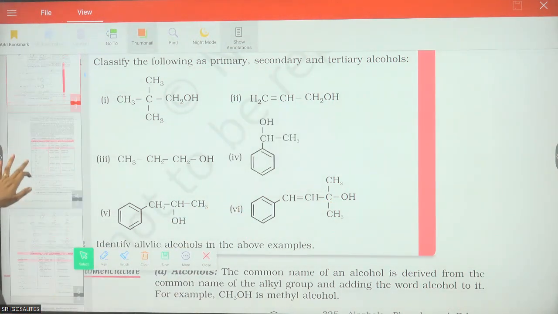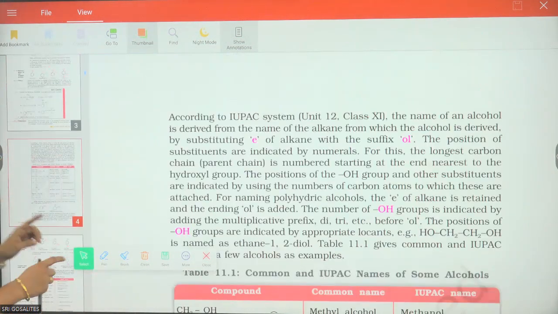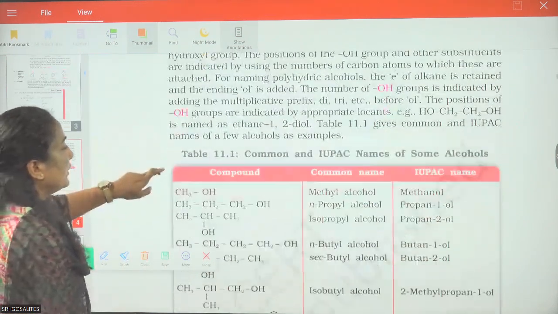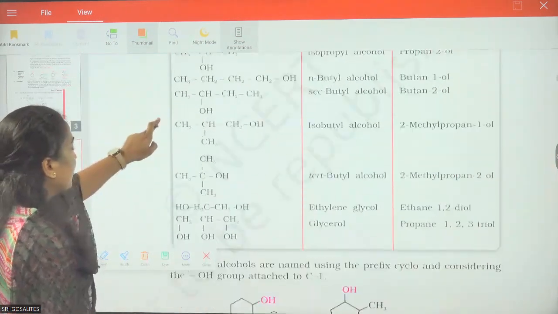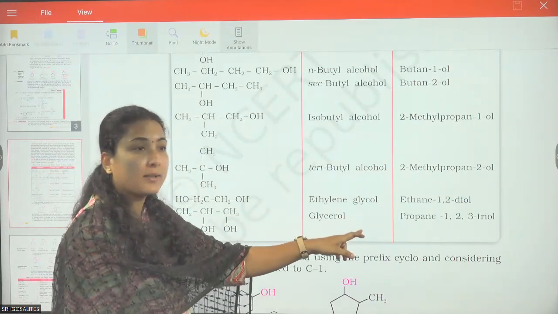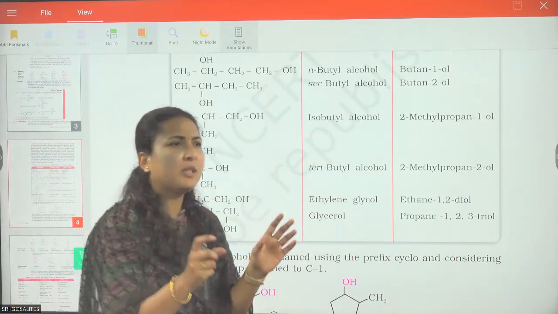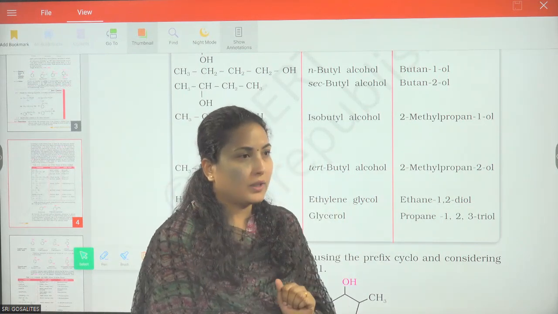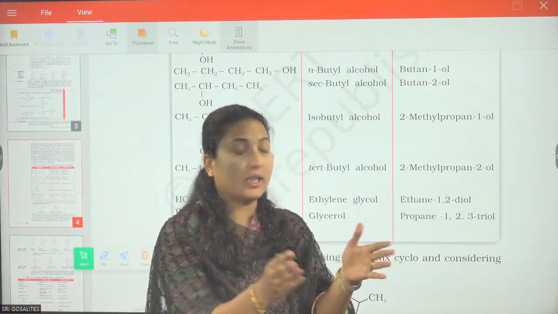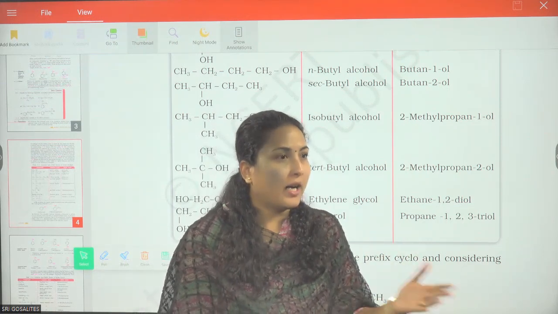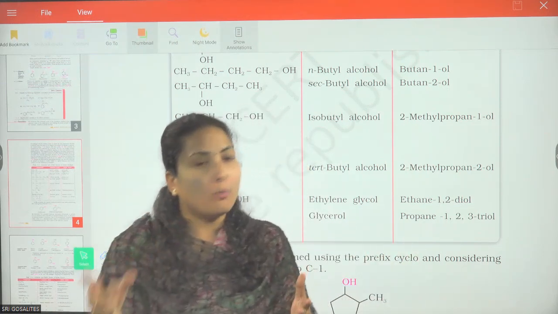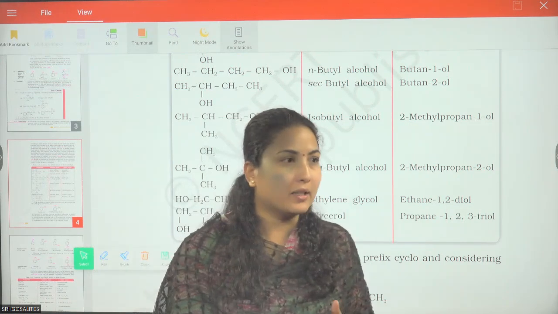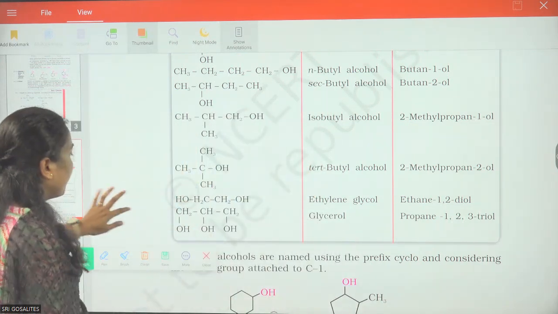When you are revising, make sure that you are not ignoring the naming table here, and especially some common names like glycerol and ethylene glycol, because the examiner can ask what is the IUPAC name of ethylene glycol. So you must know how ethylene glycol looks. Unless you are able to write down its formula, how would you write down its IUPAC name? So make sure you are remembering that.